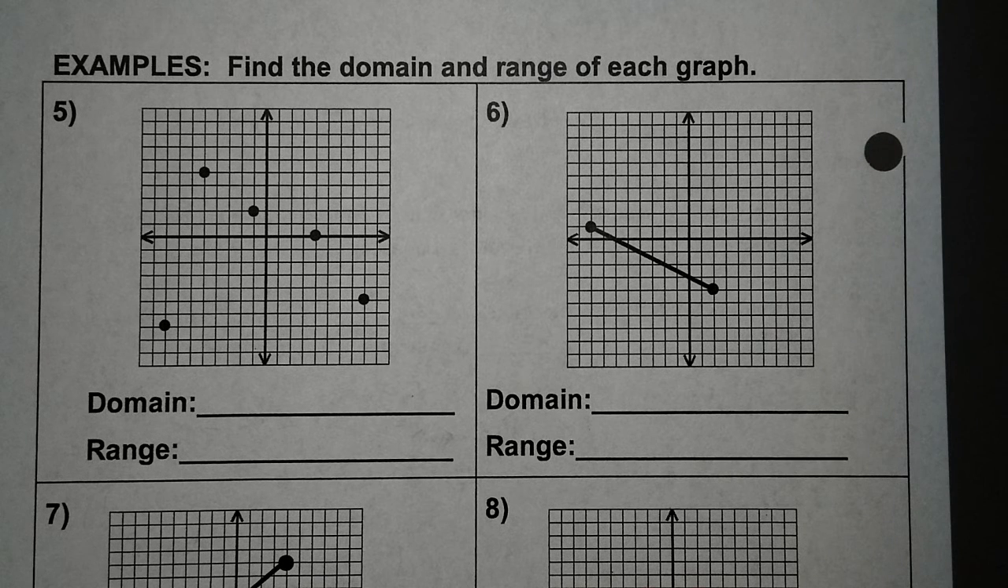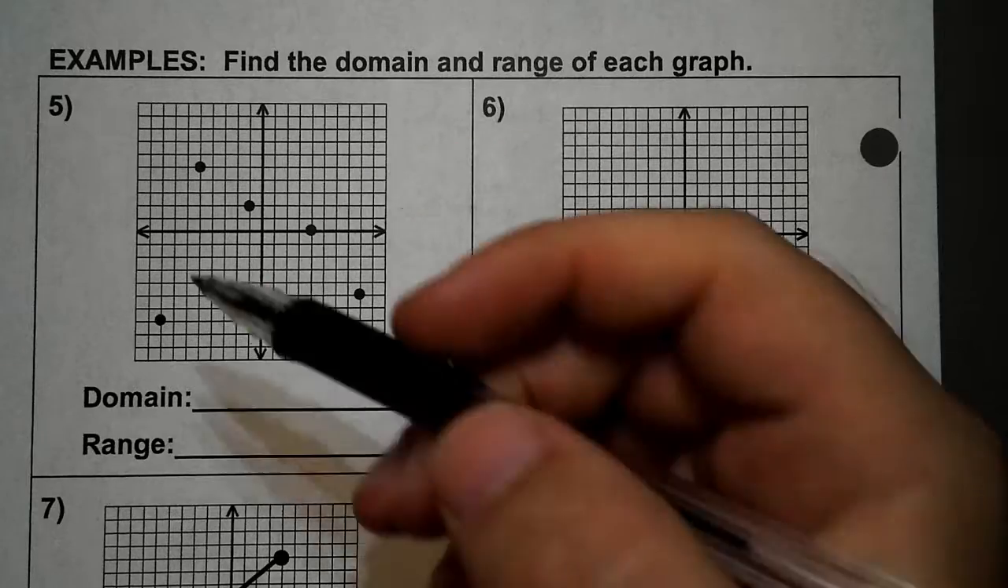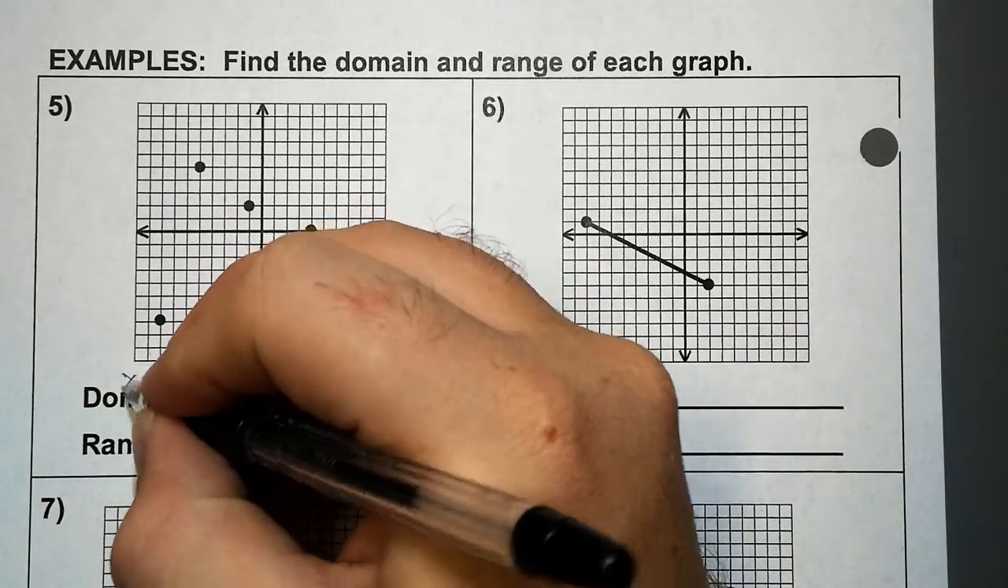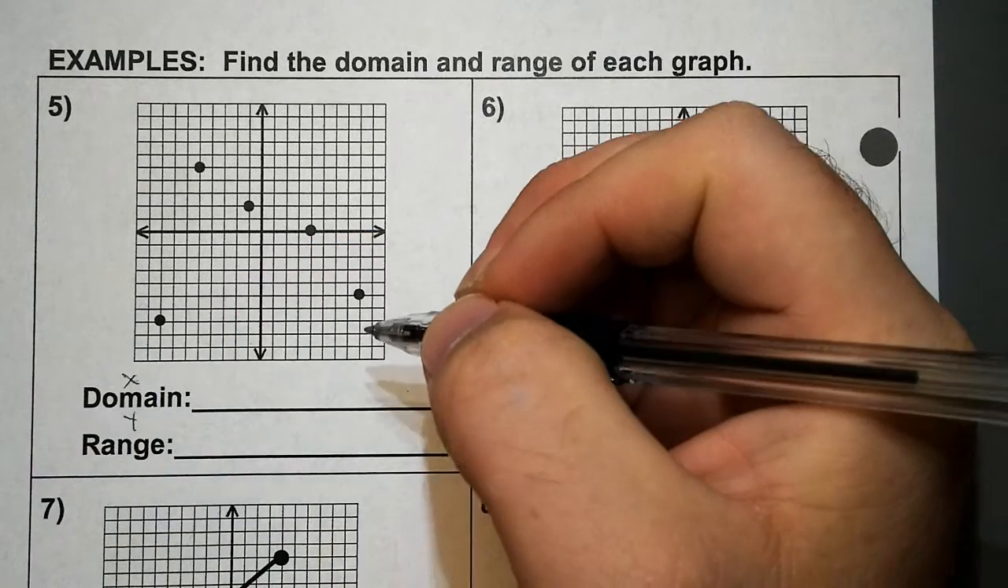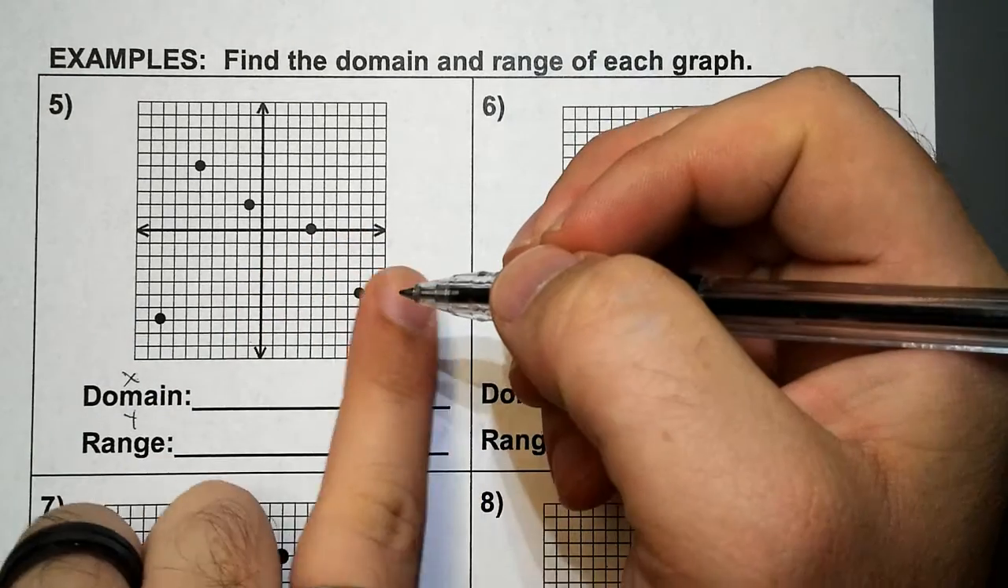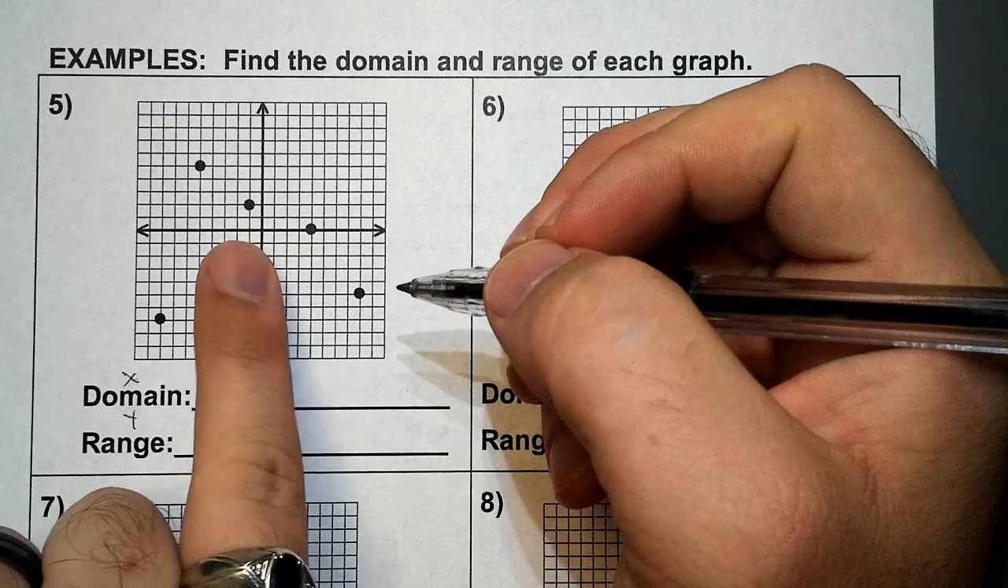Alright guys, we're on the back side of the notes and we're just going to do a few practice problems finding the domain and range on each graph. Now, remember, domain is the x values, they go left and right. Range is the y values, they go up and down. So first, I'm just going to look at domain. I'm going to take my finger and run left and right.